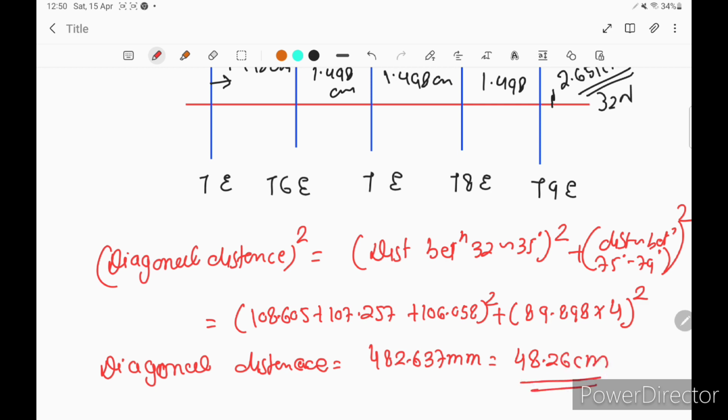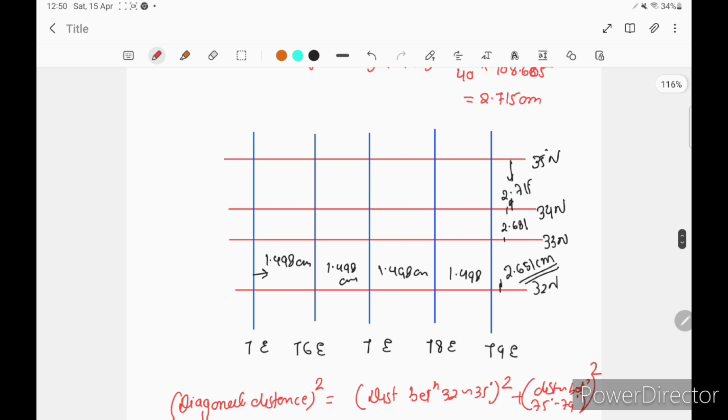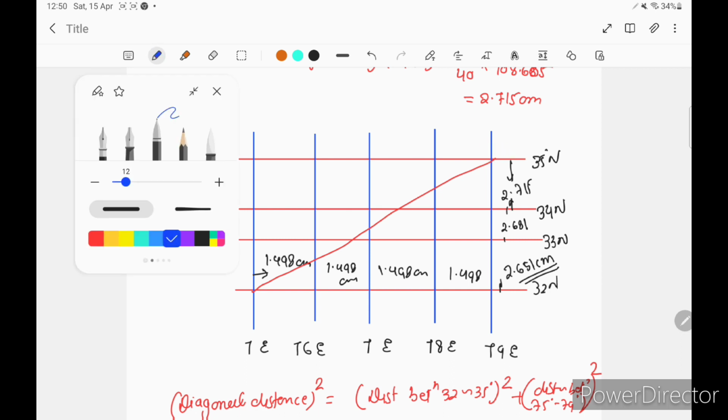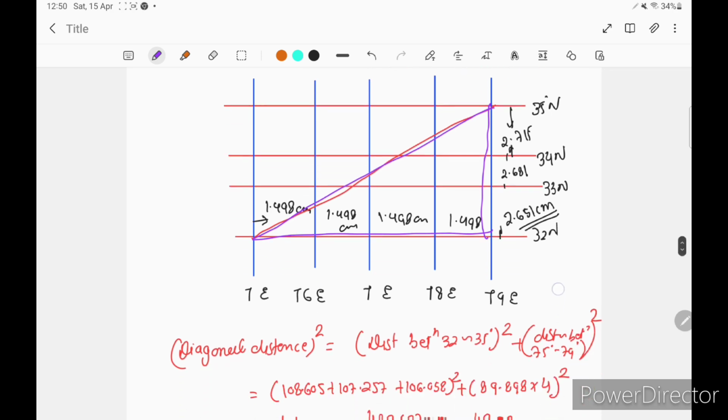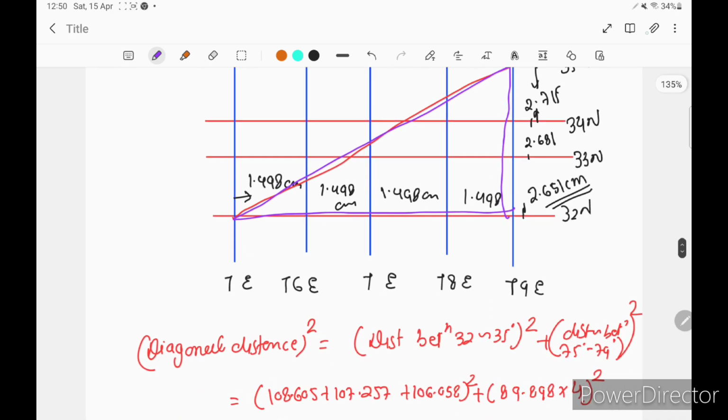So this is a simple question, so you can solve it. The diagonal distance, we are solving this by Pythagoras theorem. Okay, so I hope you understand this numerical. So let's move to the next numerical.